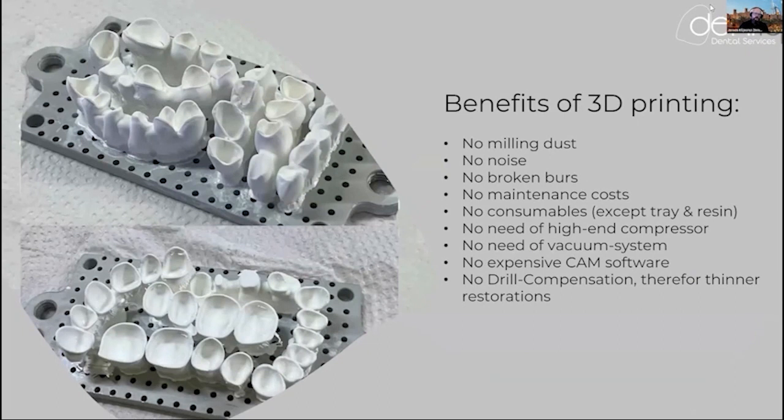So what other benefits do we have? There are actually more benefits to 3D printing than we have with milling. For example, we don't have any milling dust. We don't have that noise. Those are two big issues always in a laboratory. We want to keep it clean, and we want to be in an environment that doesn't hurt our ears. So we don't have that with 3D printing.